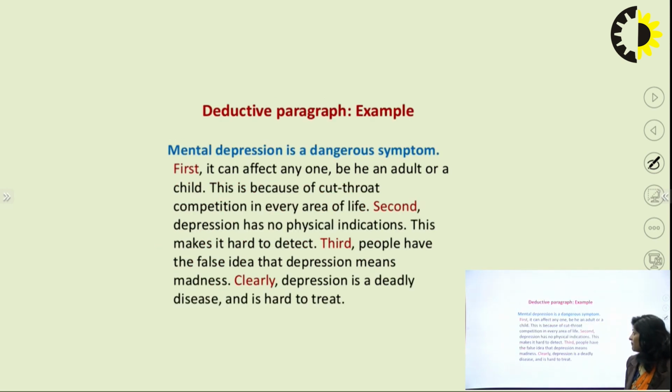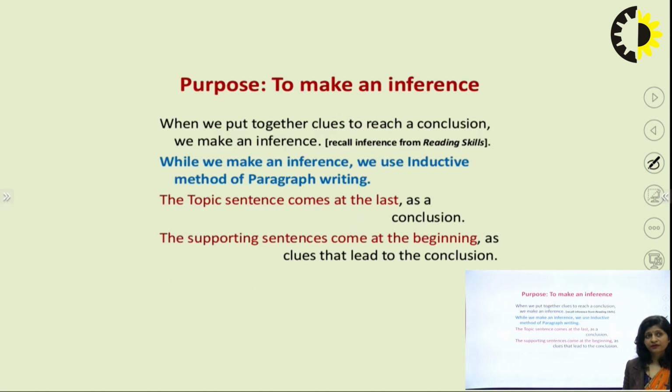So let's see an example. This is an example of the deductive method. Mental depression is a dangerous symptom. First, it can affect anyone, be he an adult or a child. This is because of cutthroat competition in every area of life. Second, depression has no physical indication, which makes it hard to detect. Third, people have the false idea that depression means madness. Clearly, depression is a deadly disease and is hard to treat.